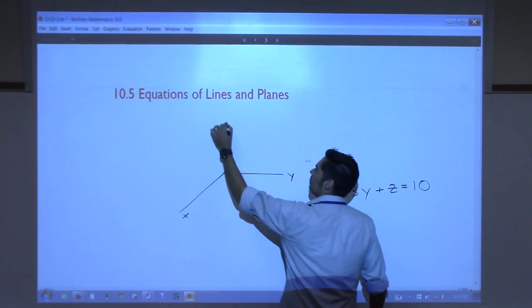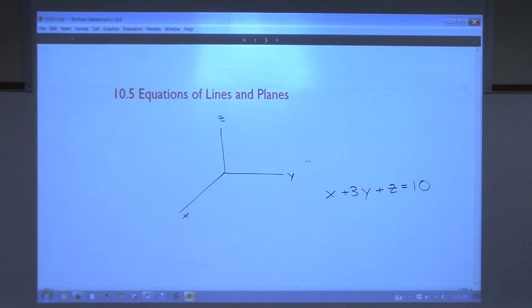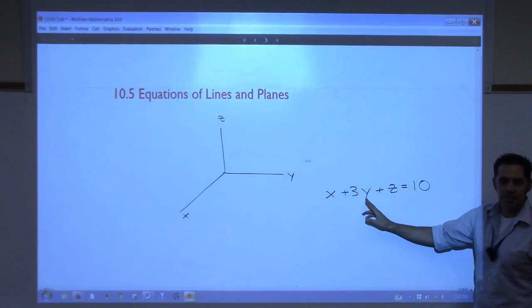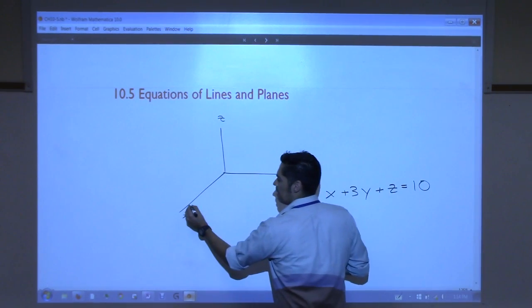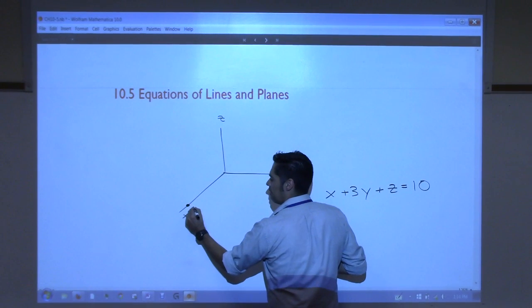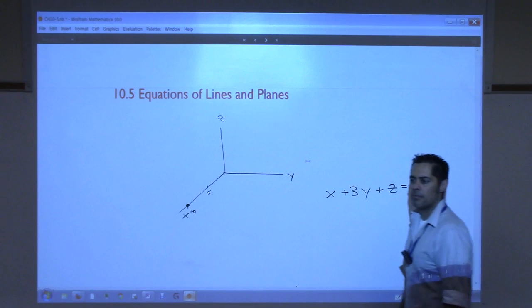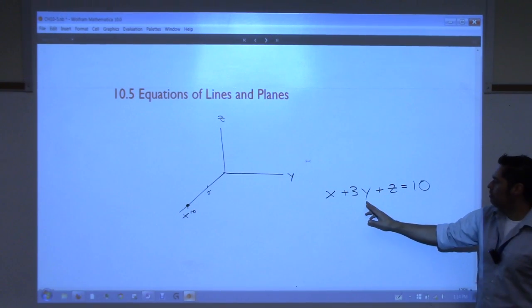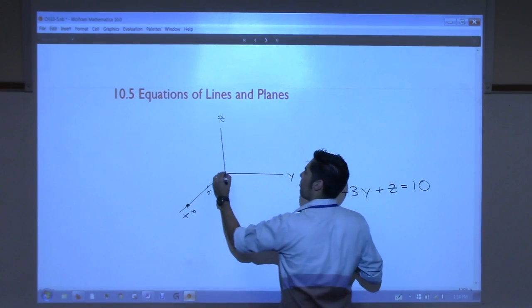You might see me drawing three-dimensional space like that. Is that okay if I draw it like that? Let's just find some points that live on this plane. How about letting z and y be 0? What would x be? 10? So that would be a point that lives on the x-axis out here at 10. Here's 5, here's 10. How about if I let x and y be 0? What would z be? 10, that's another point on the plane, up here.